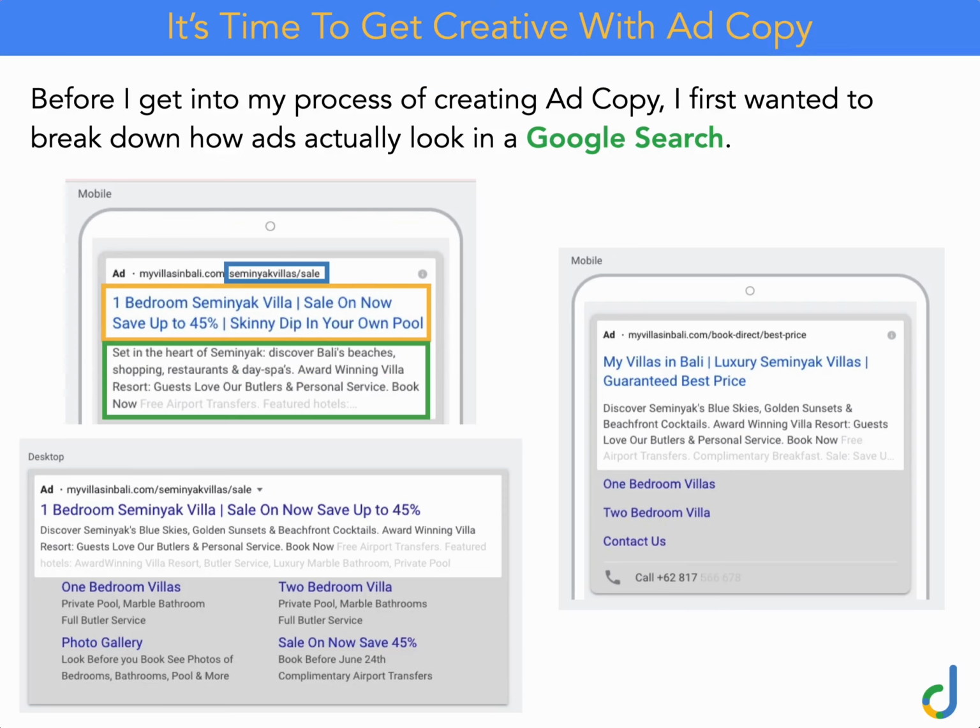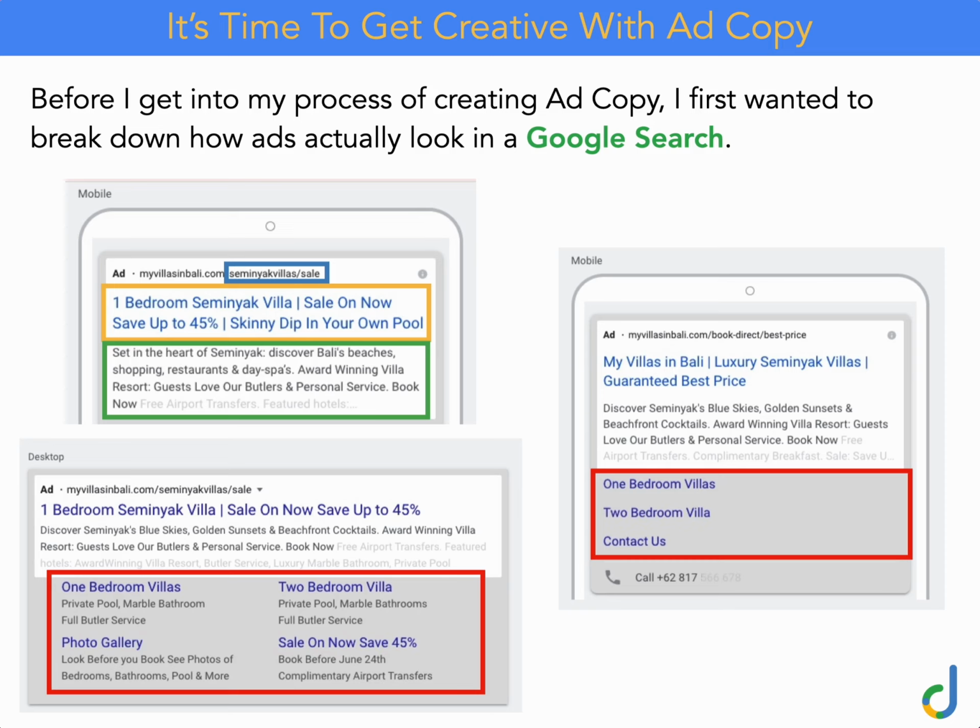Then you've got some other aspects which are called ad assets. These are other things that appear in and around your ads. There's firstly the site links, and these are how it shows on your mobile and also on your desktop ads. The site links are where you can take people to other parts of your website. For this one where we're advertising our villas, you can take them through to your 1-bedroom villas or 2-bedroom villas. We've also got options to take them through to our photo gallery or any sales that we have.